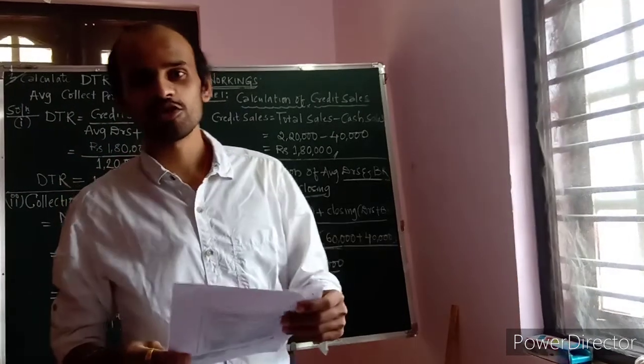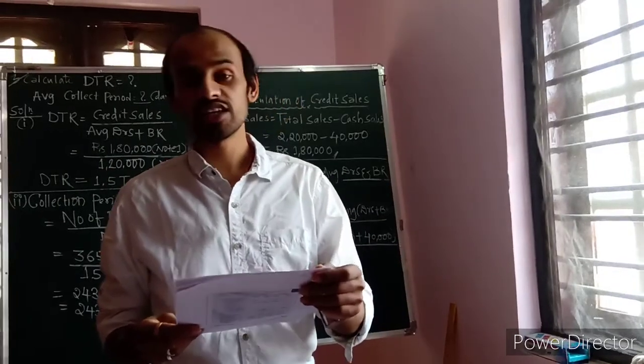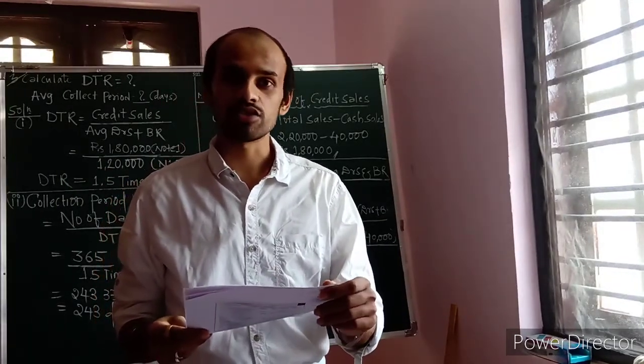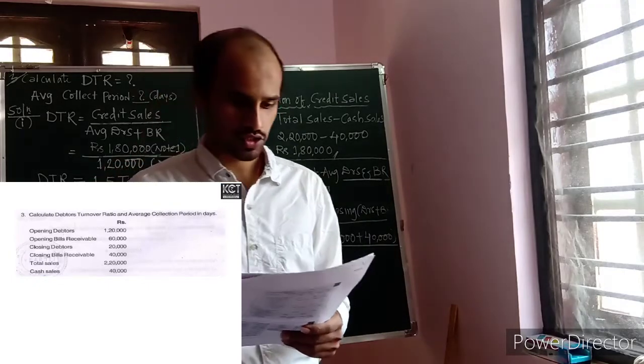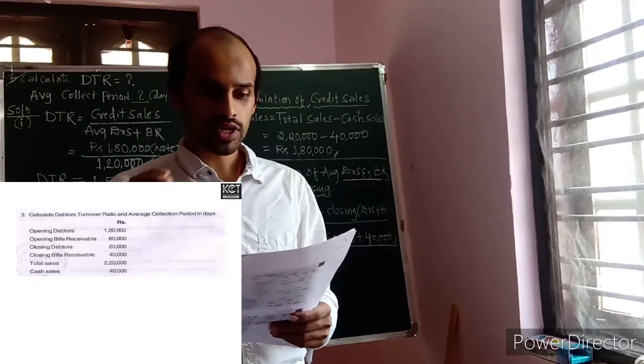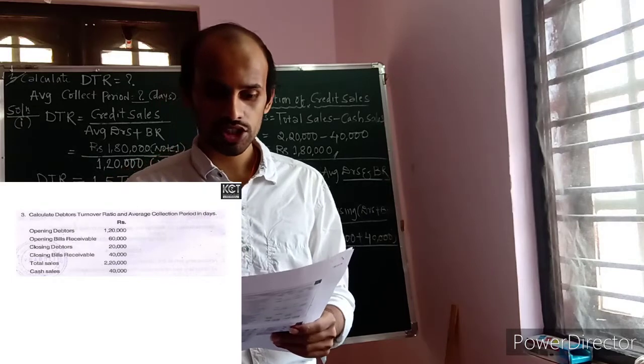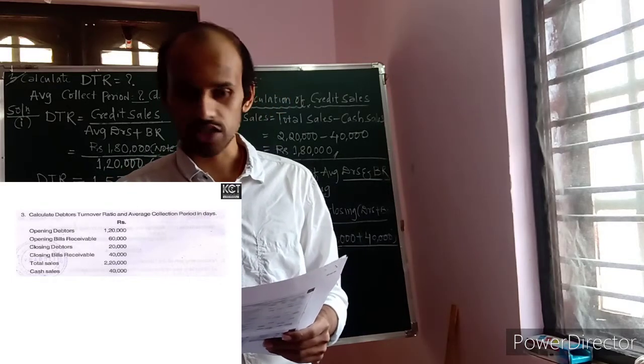Hello everyone. Today we will solve the May 2017 KVD examination management accounting problem. That is Section B, third question. Here we need to calculate the debtors turnover ratio and the average collection period in days.